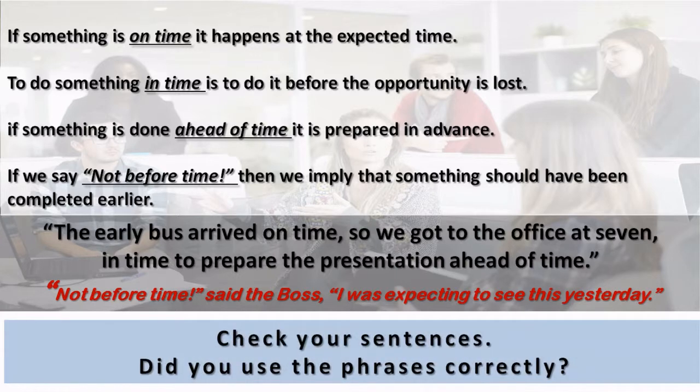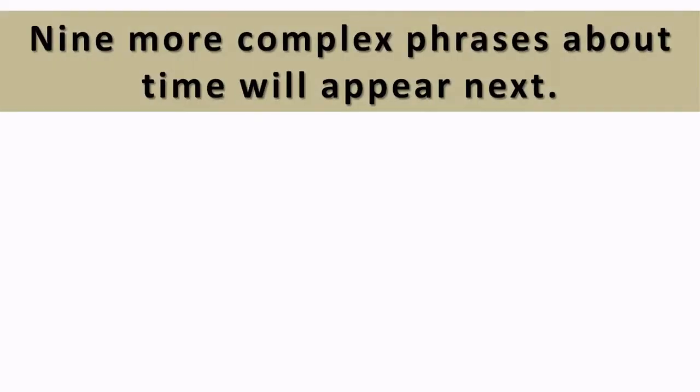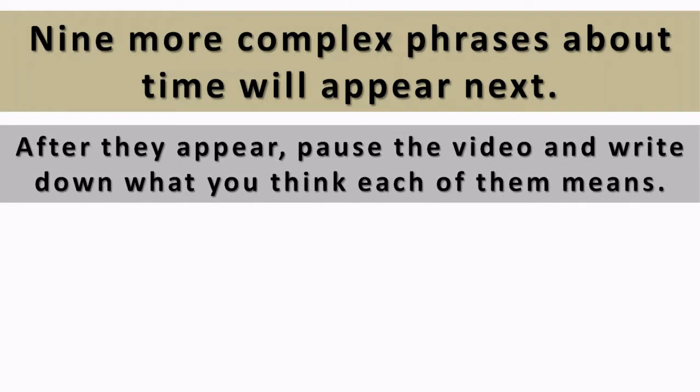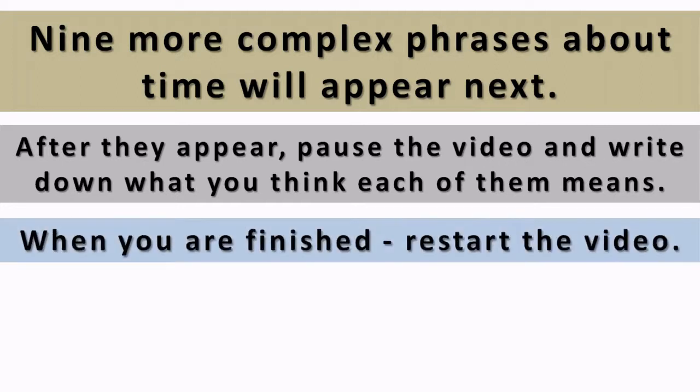Now check your sentences. Did you use the phrases correctly? That is the end of part 1. This is part 2. Nine more complex phrases about time will appear next. After they appear, pause the video and write down what you think each of them means. When you are finished, restart the video.